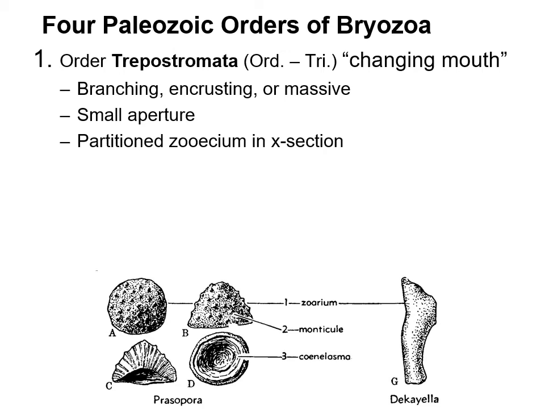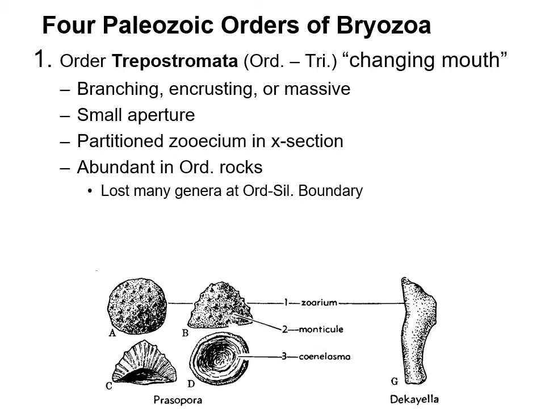However, if you look at the zoecium in cross-section, they're partitioned, so they have little walls separating them off, hence why we use the term changing mouth, because as you look through the zoecium, there's a lot of changes from one part of the colony to the other. We see a lot of these in our Ordovician rocks, so Terebratulida and bryozoans are not uncommon in some of our local rocks around this part of Wisconsin.